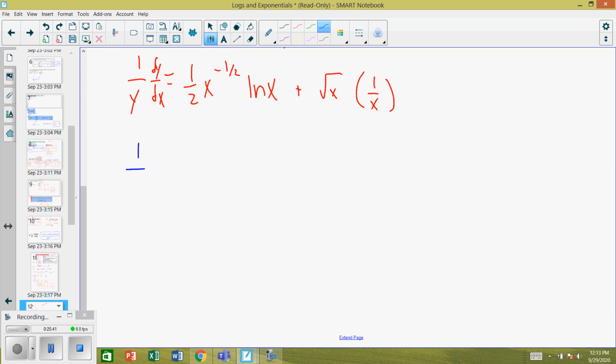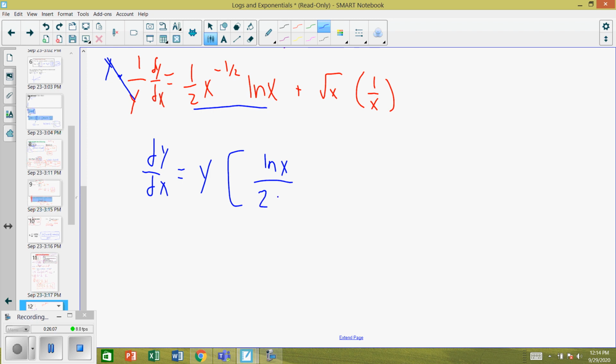Okay. Now, just to make it look a little bit nicer, I'm going to go ahead and multiply everything by y. I'm going to get dy over dx by itself. So I'm going to have dy over dx equals, and then we're just multiplying by y to get rid of those. So we have y times, and I'm going to simplify inside just a little bit, make it look nice. And maybe on this first quantity, we could say ln of x over 2x to the 1 half. Makes it look a little bit nicer, but whatever. And then actually this reduces down to 1 over x to the 1 half on the bottom.